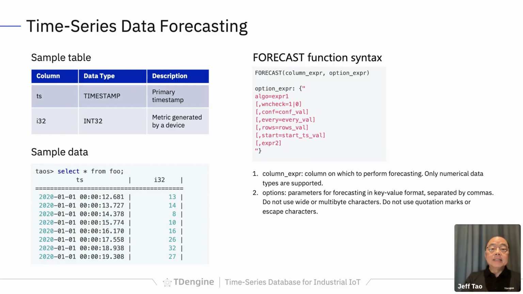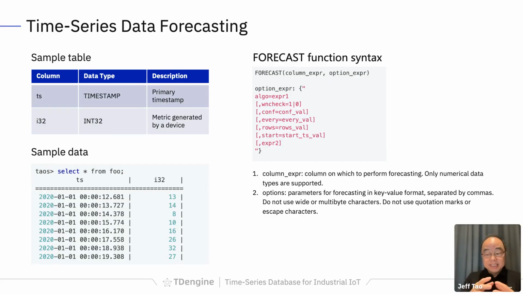Then this is the SQL function for time series data forecasting. We just give it a special name. It's called forecast. For this forecast function, there are two parameters. The first one is the column name: which column you want to forecast? For example, here it is i32. I want to forecast the data for column i32. Of course, you need to provide some options.